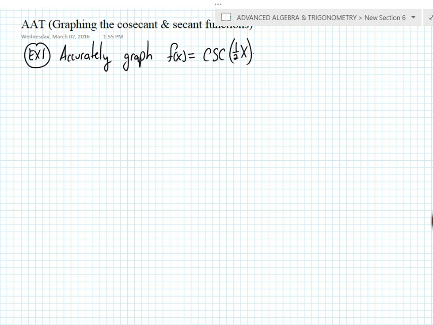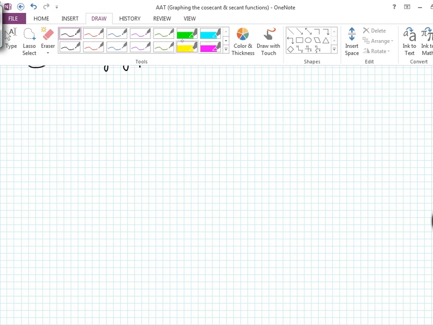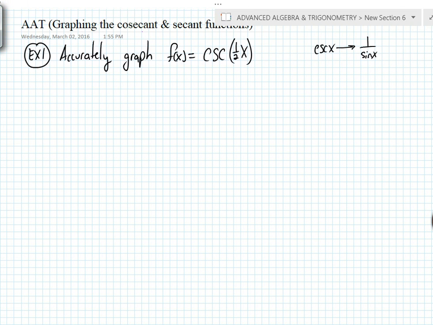However, the period for cosecant, since it is a reciprocal of sine, so on a side note, remember that cosecant of x implies 1 over the sine of x. So we know that they are very tightly connected. Their graphs will be somewhat similar, and we're going to use that to our benefit.